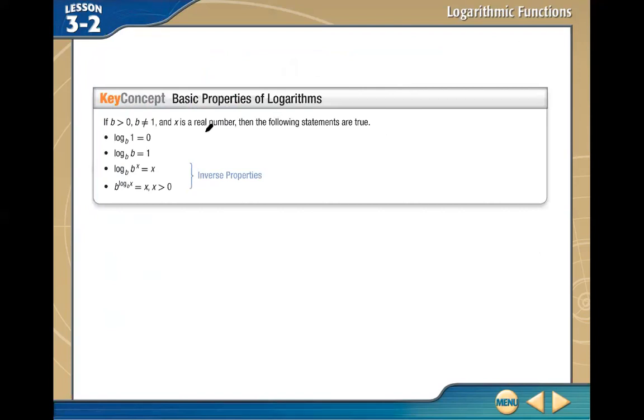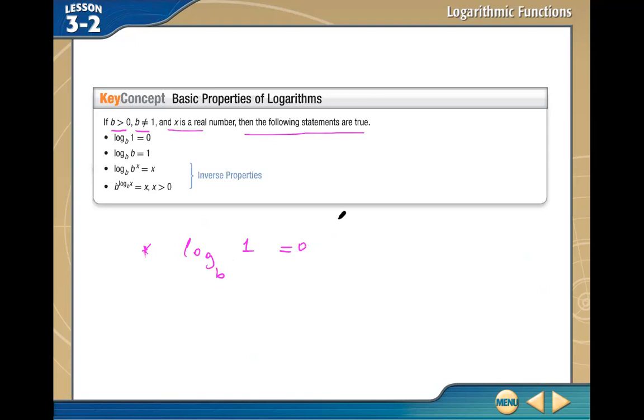Now, right now, if b is greater than 0, b is different than 1, and x is a real number, then the following statements are true. Let's see what it says. Logarithm of 1 to the base b is equal to 0. This is our first rule, first property. Logarithm of 1 to any base, where the base is greater than 0 and different than 1, is always equal to 0.